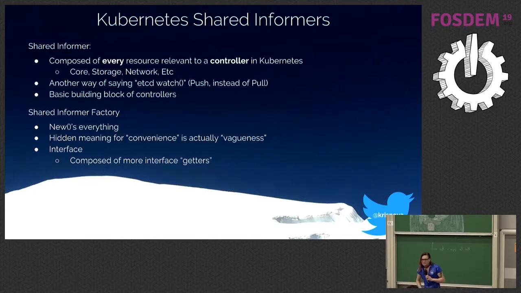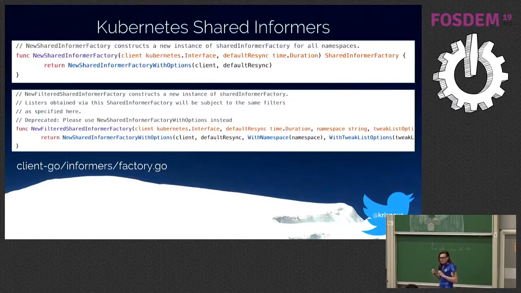So if we actually go and look at the client Go shared informers factory.go code, we can see if you call good old new shared informer factory, you pass in a Kubernetes client, of course that's an interface, and you give it a duration, and then that calls new shared informer factory with options and just passes off some of the values that came into it. So this is a very common pattern. If you've ever looked at Java before, Java loves to do this kind of stuff. You have a function that simply calls another function and doesn't really do anything else.